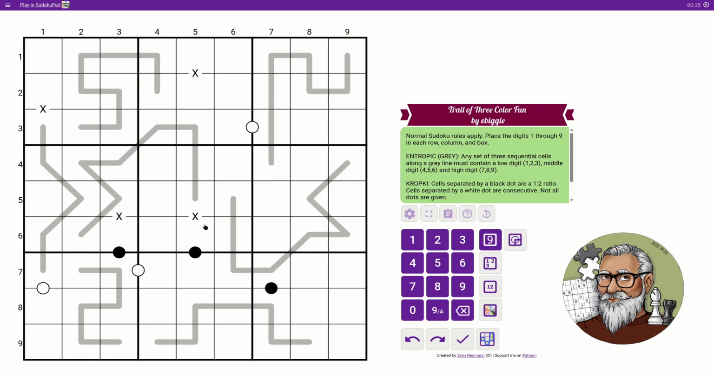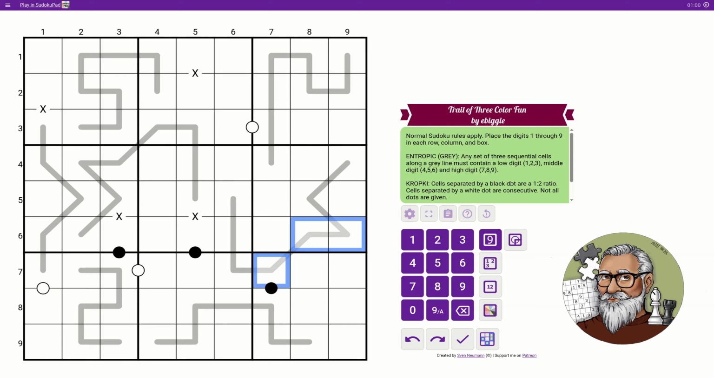Normal Sudoku rules apply. Place the digits 1 through 9 in each row, column and box. Entropic, gray. All of them are gray, right? All of the lines. Any set of 3 sequential cells along a gray line must contain a low digit from 1 to 3, a middle digit from 4, 5, 6, and a high digit from 7, 8, 9. I think it's self-explanatory. Of course, any consecutive 3, right? It should apply anywhere on the line.